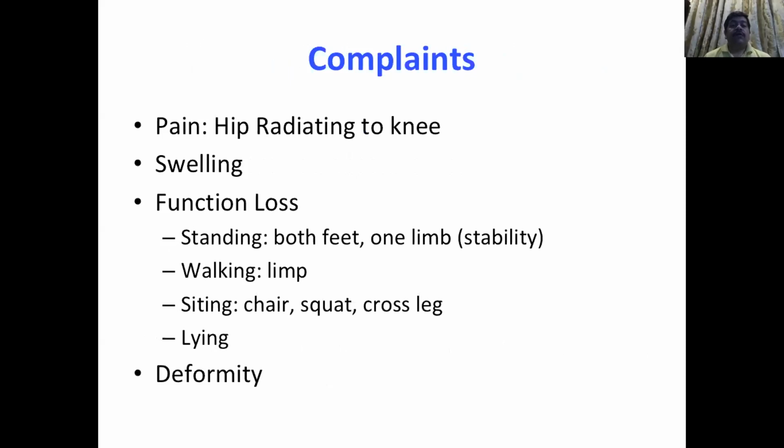So the common complaints around the hip. Now this part we're going to repeat two or three times in the next 10 minutes. Pain, which is going to be the most important. Swelling. Function loss. Now the function loss could be in standing, maybe on both feet or one limb, in walking, in sitting, chair, squatting, or cross-leg, or in lying down. And then the patient could come with a presentation of a deformity.